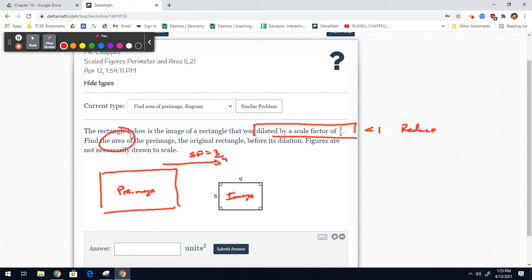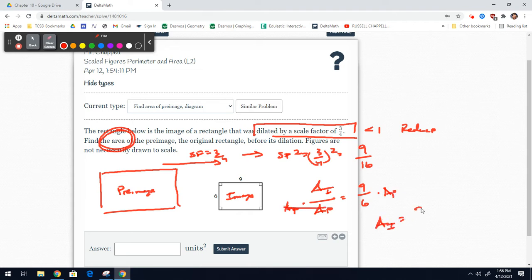All right. Now, this is an area question. So immediately, let's just talk about the scale factor squared, which is 3/4 squared, which is 3 squared, 9, and 4 squared, which is 16. This is the idea of what we're going to use. So the area of the image over the area of the pre-image is going to equal our scale factor squared of 9/16.